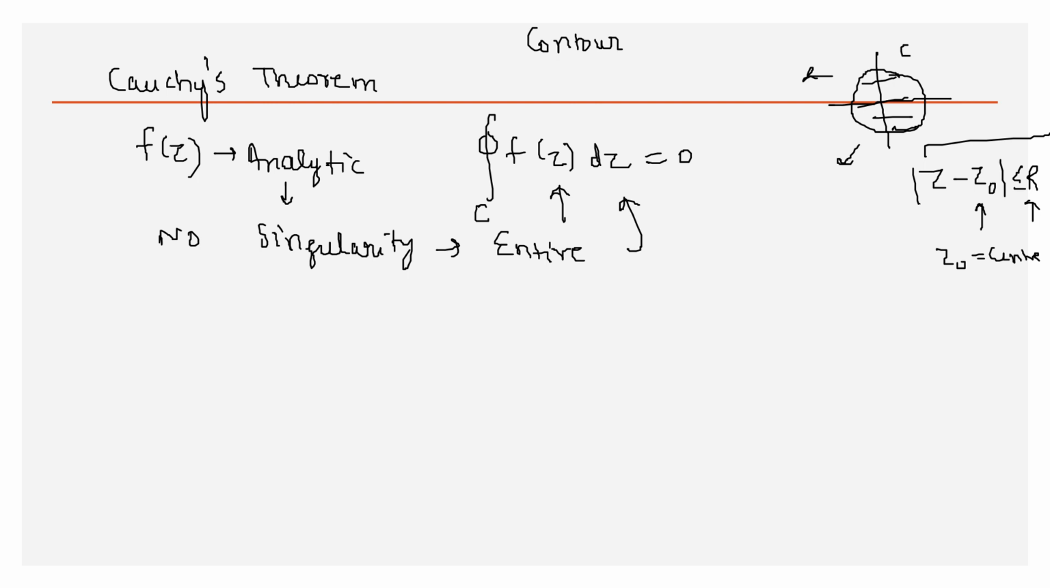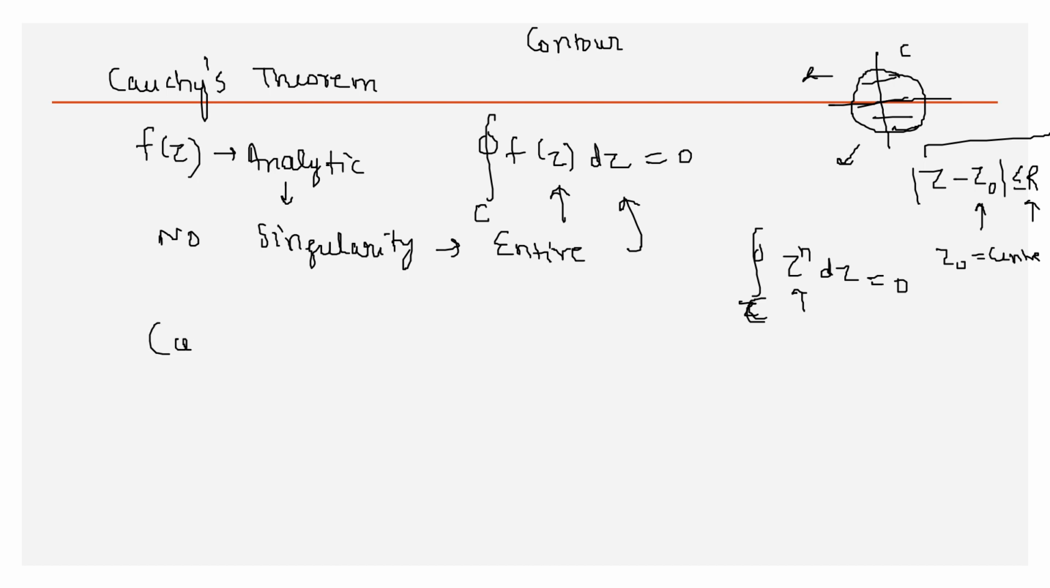Okay, if I ask you, tell me the contour integral of z raised to power n dz. Now z raised to power n is a polynomial of degree n, correct? And we know a polynomial is continuous, differentiable, and analytic everywhere. So of course it will give us 0.